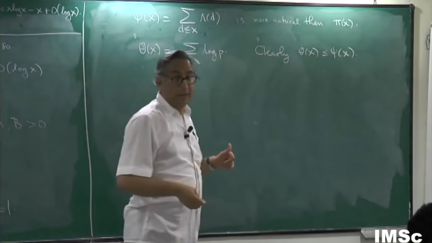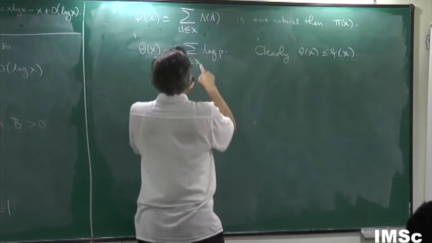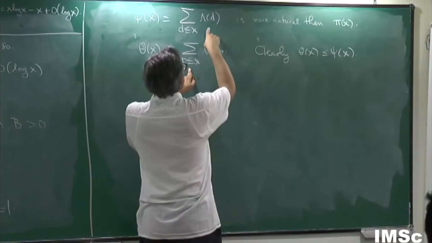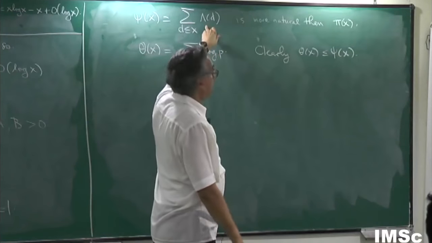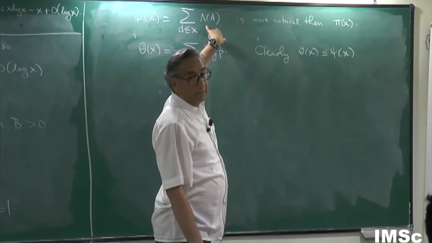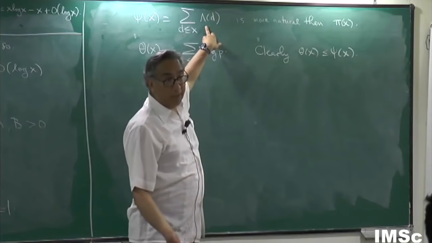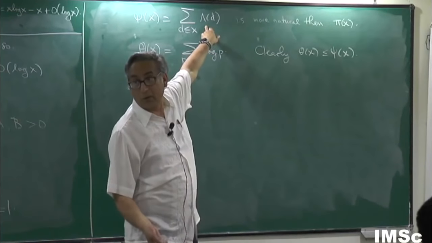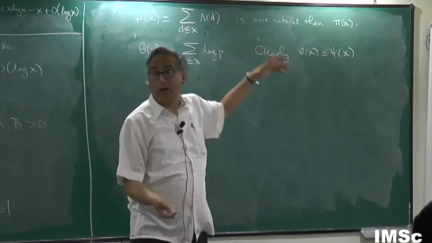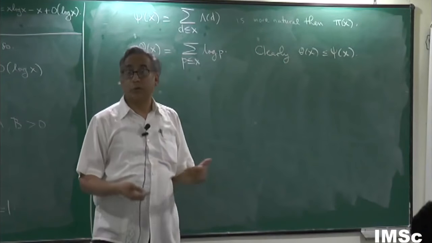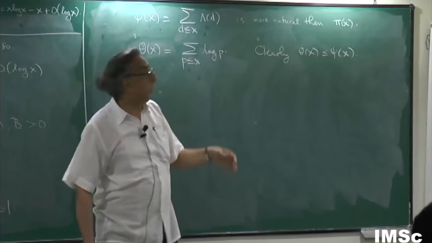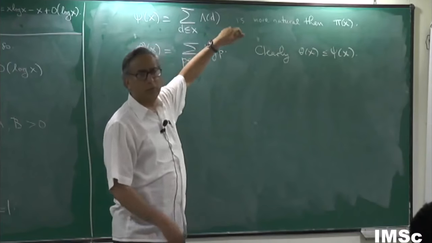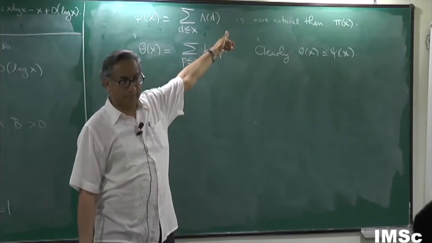All the primes are in there. But on the other hand, what's the difference between the two? Well, this is also counting prime powers. So it's counting squares of primes, cubes of primes, and so on and so forth. And how many squares of primes are there up to x? At most root x. And what's the contribution of each of those things? At most root x log x.